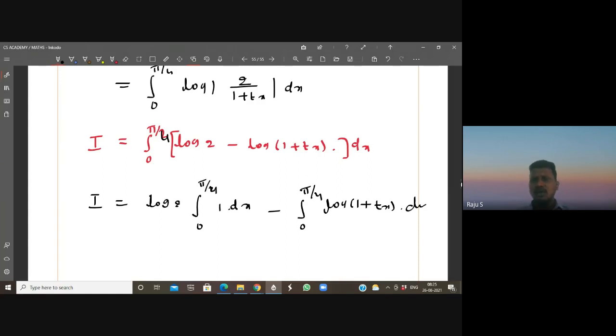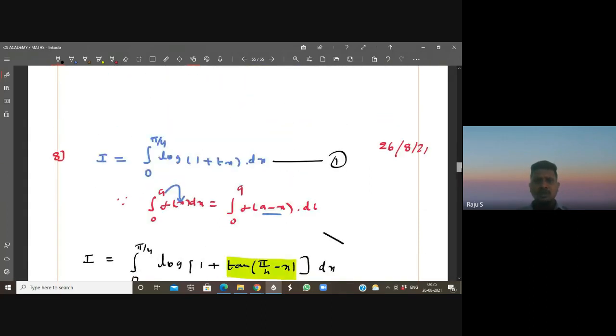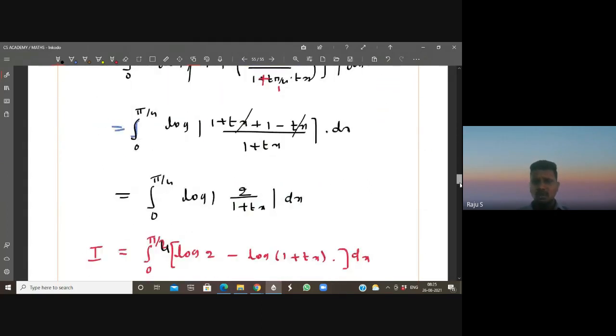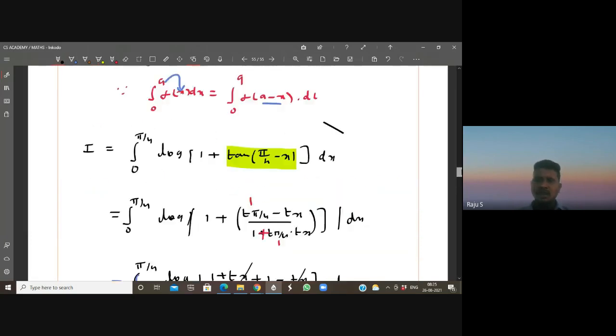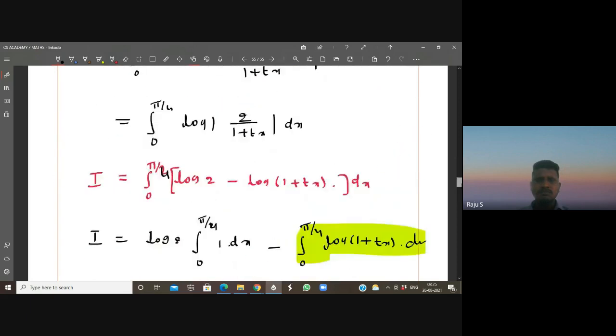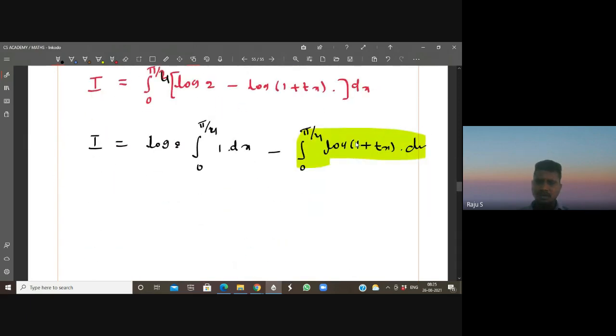Okay students, again here, what is the question? Integral 0 to pi by 4 of log(1 plus tan x). Here also we again got integral 0 to pi by 4 of log(1 plus tan x). What to do? Again we got the same integration, the same given question repeated. What shall we do students here?